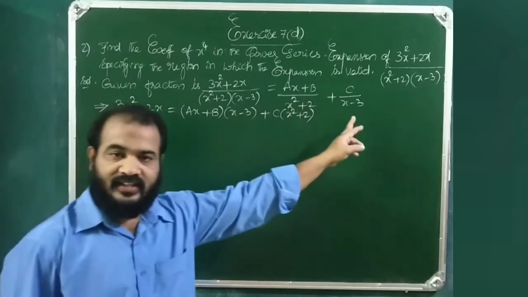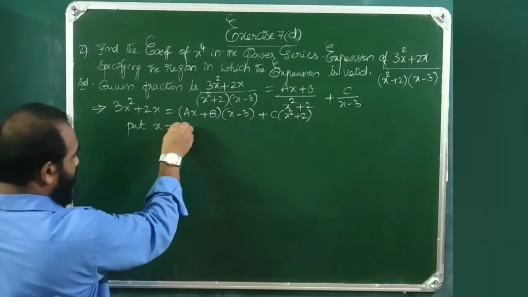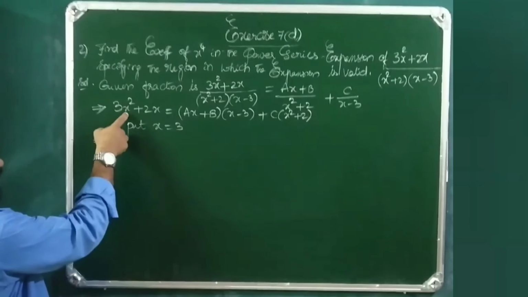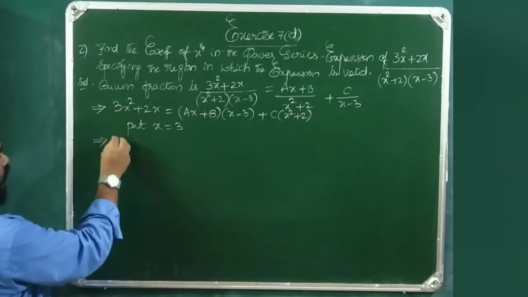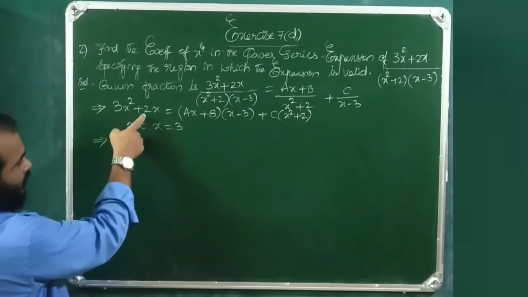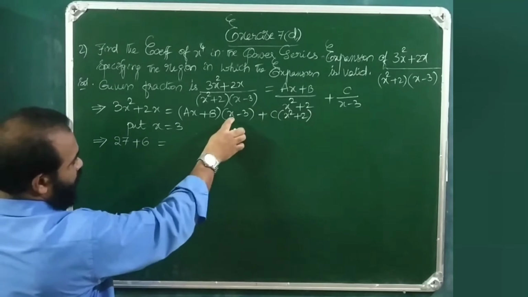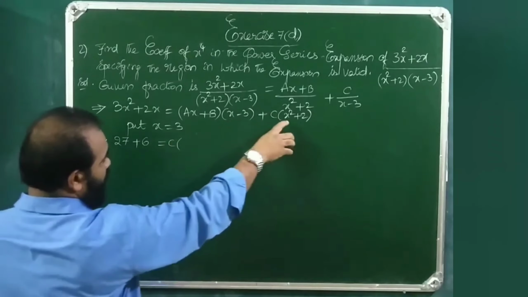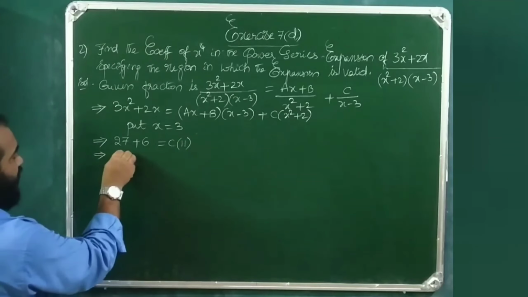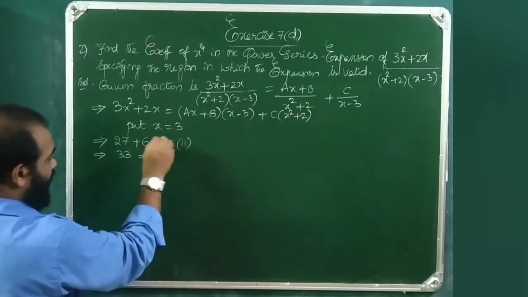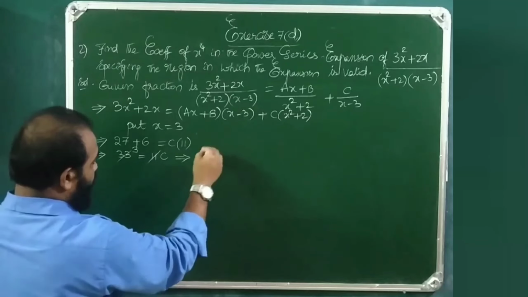Denominator on both the sides gets cancelled. Put x equals 3 and substitute. 3 square is 9, 9 threes are 27, plus 2 threes are 6, is equal to, this will be 0, c into 3 square 9, 9 plus 2, 11. So this is 33 is equal to 11c. So c is equal to 3.